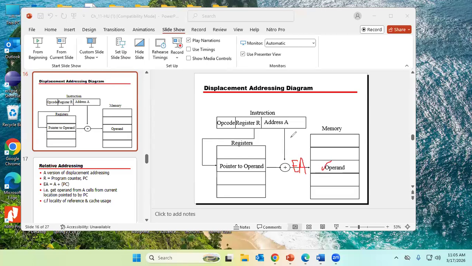So what's new now? We have both of them. We have the register content, and this is A, and the address comes in. This is the content of this field. This is a simple plus, and the effective address comes out, and then we access the memory at this effective address.